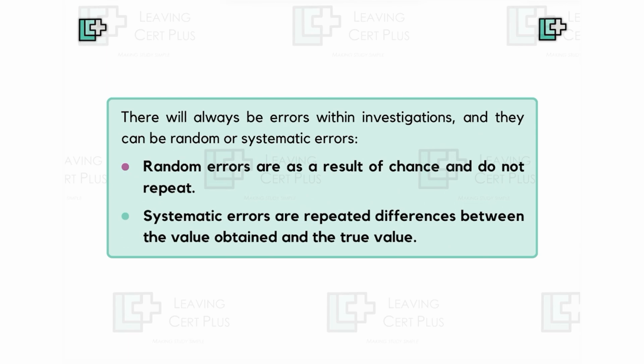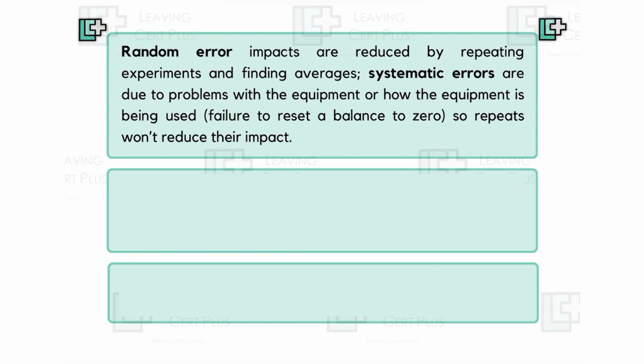So random errors could be an individual human error on one particular experiment, whereas systematic errors are like the equipment isn't working correctly. So if we look at this, random errors will reduce when you repeat the experiment again and again and find averages, whereas systematic errors are due to problems with the equipment or how the equipment is being used, and therefore you need to ensure that you're using the equipment correctly and setting the balance to 0 each time, or else you're going to keep getting the same error over and over and over again.